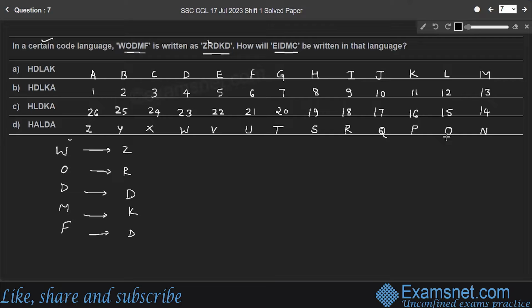For that, I have written the positional values of all the alphabets here. The first letter is W. The positional value of W is 23, of Z is 26, so W plus 3 is Z. Whereas O is 15 and R is 18, therefore O plus 3 is R. And D is coded as D itself, therefore D plus 0 is D. M is 13 and K is 11, so subtract 2: M minus 2 gives K. Whereas F is 6 and D is 4, so F minus 2 gives D. In the same way, EIDMC.